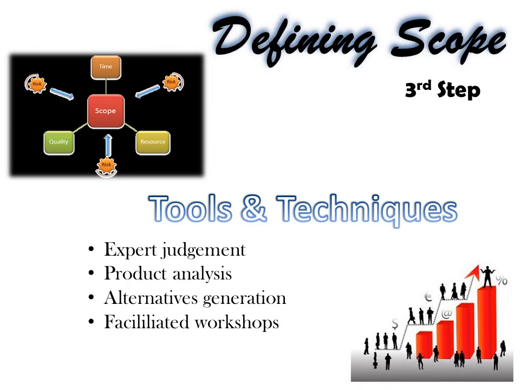The third step is defining scope. It provides a detailed definition of the work required for the project. Good scope definition is very important to project success because it helps improve the accuracy of time, cost, and resource estimates.